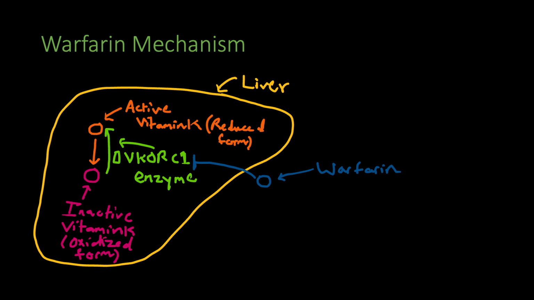And then this is a diagram showing how warfarin works. Warfarin primarily works in the liver. It inhibits the enzyme that converts the inactive form of vitamin K, which is in its oxidized form, to active vitamin K, which is the reduced form. So what happens is warfarin inhibits the VKORC1 enzyme that converts vitamin K from the inactive to the active form. So that's essentially what happens here.